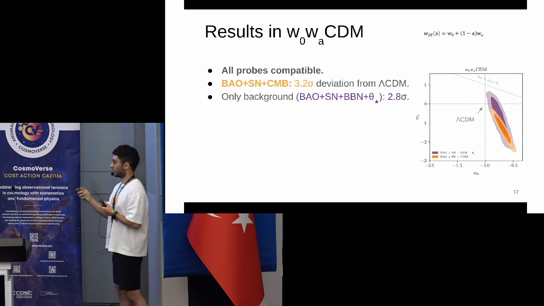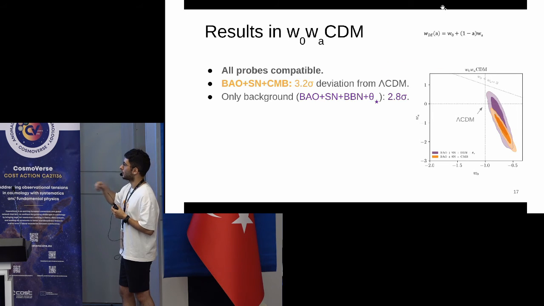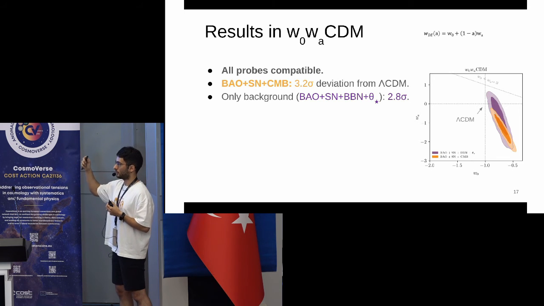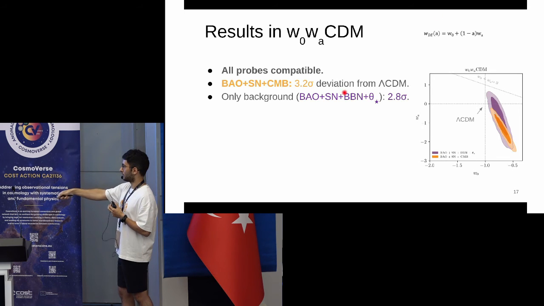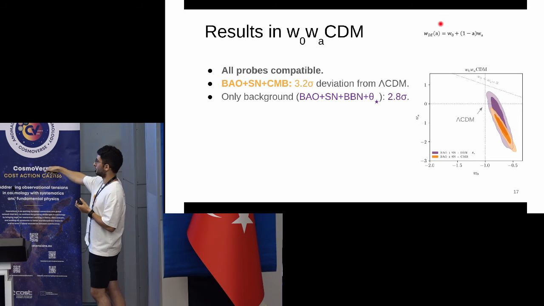Our main constraint is the combination of BAO, supernova, and CMB. And we find a 3.2 sigma deviation from Lambda CDM. That will be the orange one here. That's our main result. In this slide, I also show results from background-only probes, which are a combination of BAO, supernova, BBN and theta star, meaning substituting CMB with BBN and theta star. And even though the constraining power is worse, we still find a significant tension with Lambda CDM of 2.8 sigma. And it's the purple one here.